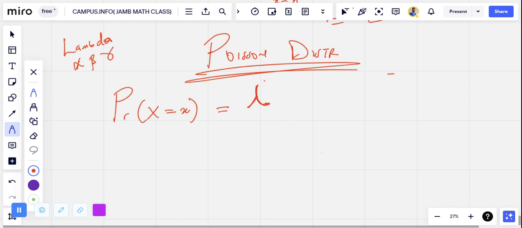Lambda raised to the power of x, e raised to the power of negative lambda, all over x factorial. Guys, this is the formula for Poisson. You must cram it now. There's no time. You must know it now.